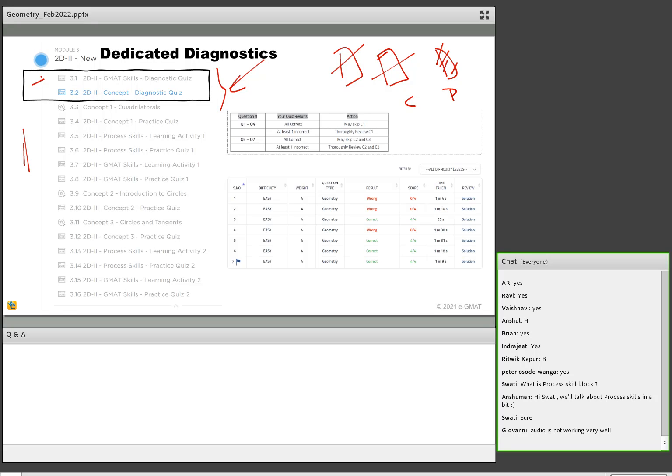So if you do well in the first quiz, then your concepts are rock solid, your process skills are also rock solid. But imagine if you scored, let's say, only 30% or 40% in that first quiz, the GMAT skills quiz.